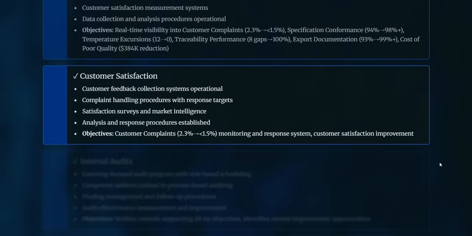The second output must be customer satisfaction. And in your output of customer satisfaction, it should cover the following. Customer feedback collection system must be operational. Complaints handling procedures with response targets must be in place. Satisfaction surveys and market intelligence data collection must be designed. Analysis and response procedures must be established. Your objectives with customer satisfaction should include, for example, customer complaints reduction, monitoring and response time, and customer satisfaction improvement.